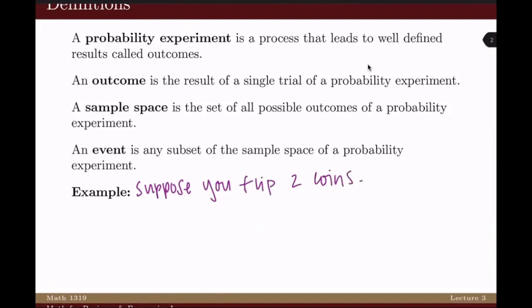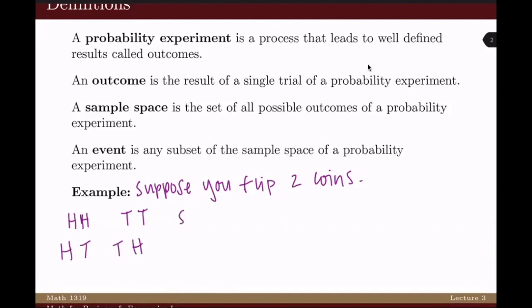Suppose you flip 2 coins. What are all the possible outcomes when you flip 2 coins? Well, they could both be the same, right? So you could have both coins land on heads. You could also have both coins land on tails. And then you could have one of each. So you could have the first coin be heads, the second coin be tails. Similarly, you could have the first coin be tails and the second coin be heads. And now I believe we've covered all of the options.